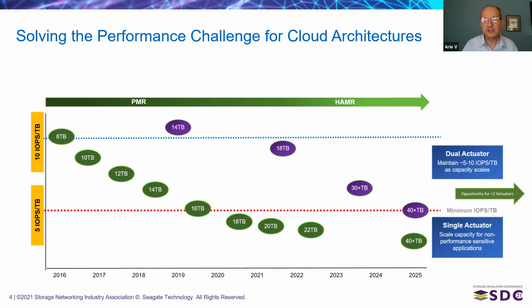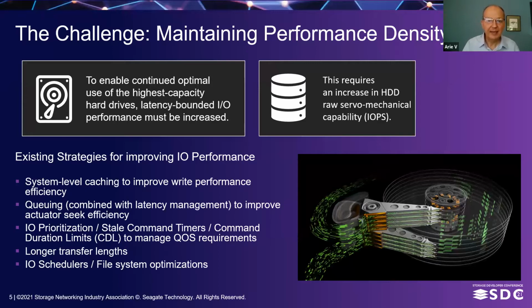So we see this transition from an era where today 14 terabytes dual actuator is a niche product, very important for some high performance applications, and we see that changing rapidly as we move forward. So the challenge is maintaining performance density. We have this great trend of having larger and larger disk drives, price erosion, and better TCO numbers. And the real barrier is IOPS. How do we keep up the performance needs of our baseline applications?